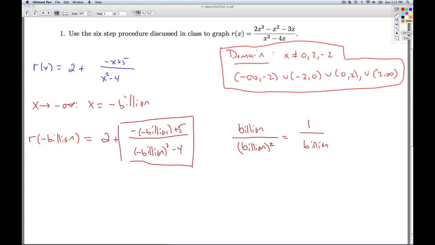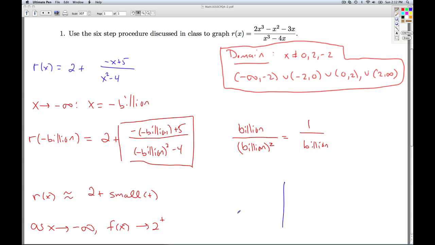So as x goes to negative infinity, this ratio is going to get smaller and smaller and smaller, but it's going to be positive as we do it. And so r of x is roughly 2 plus a small positive. And so we could say as x traipses off to negative infinity, r of x is coming to 2 from the right-hand side. It's a little bit bigger than 2.